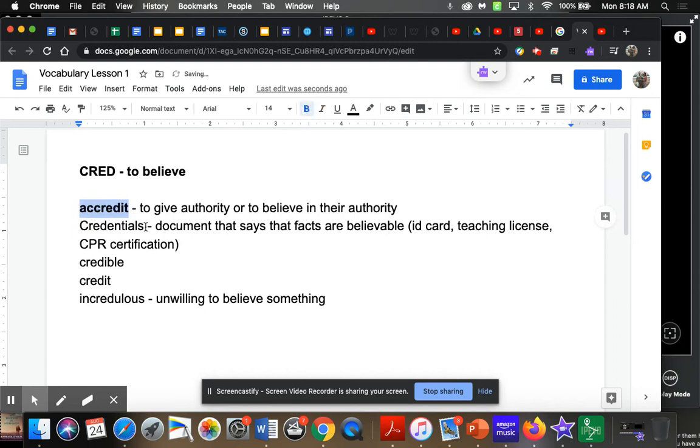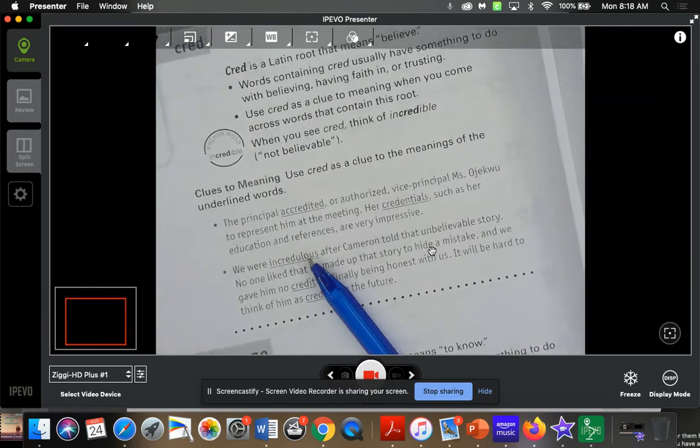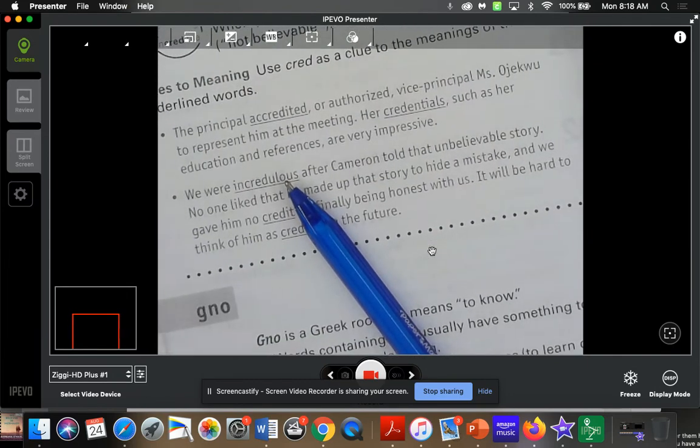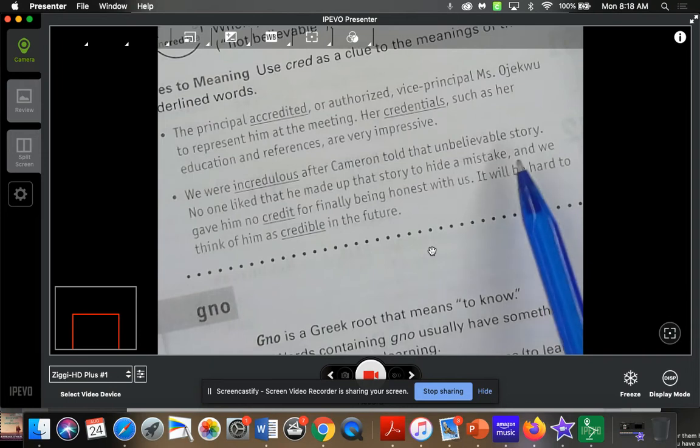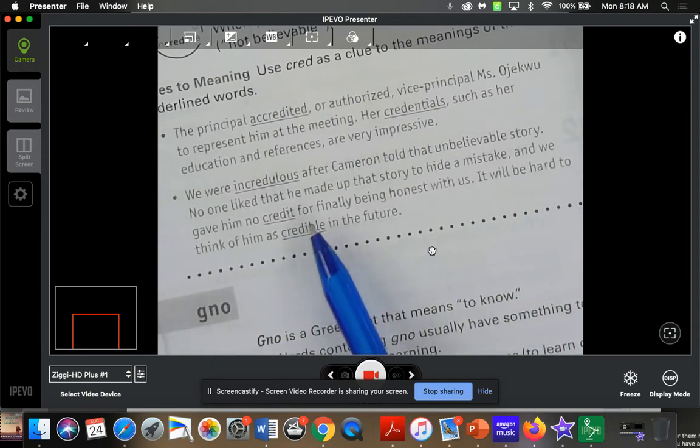All right, so we have credible and credit still to define. If we go back to the paper, it says, and we gave him no credit for finally being honest with us. If you give somebody credit, what does it mean? Like, I give you credit for working really hard, or you get credit for that assignment. What does it mean to get credit? Yeah, like you're recognized that you believed. Like you are recognized that you're believable, that you have good character. Yep.